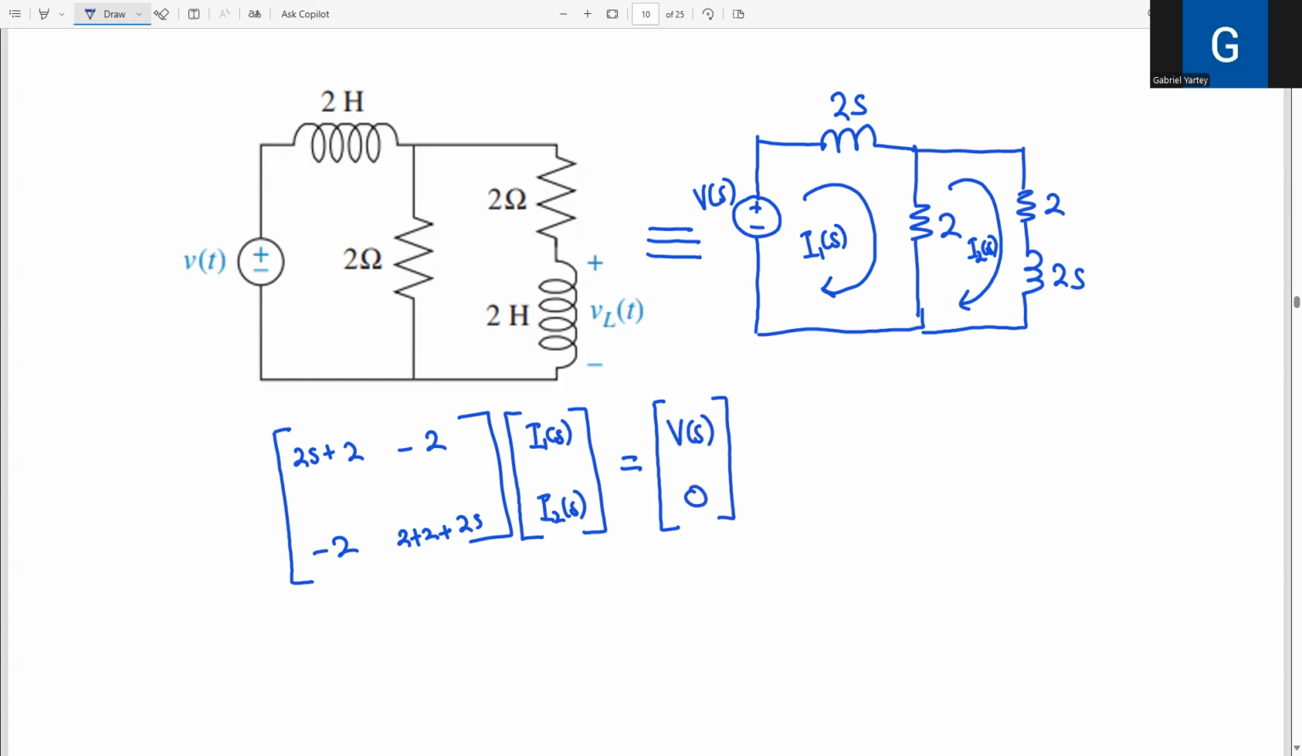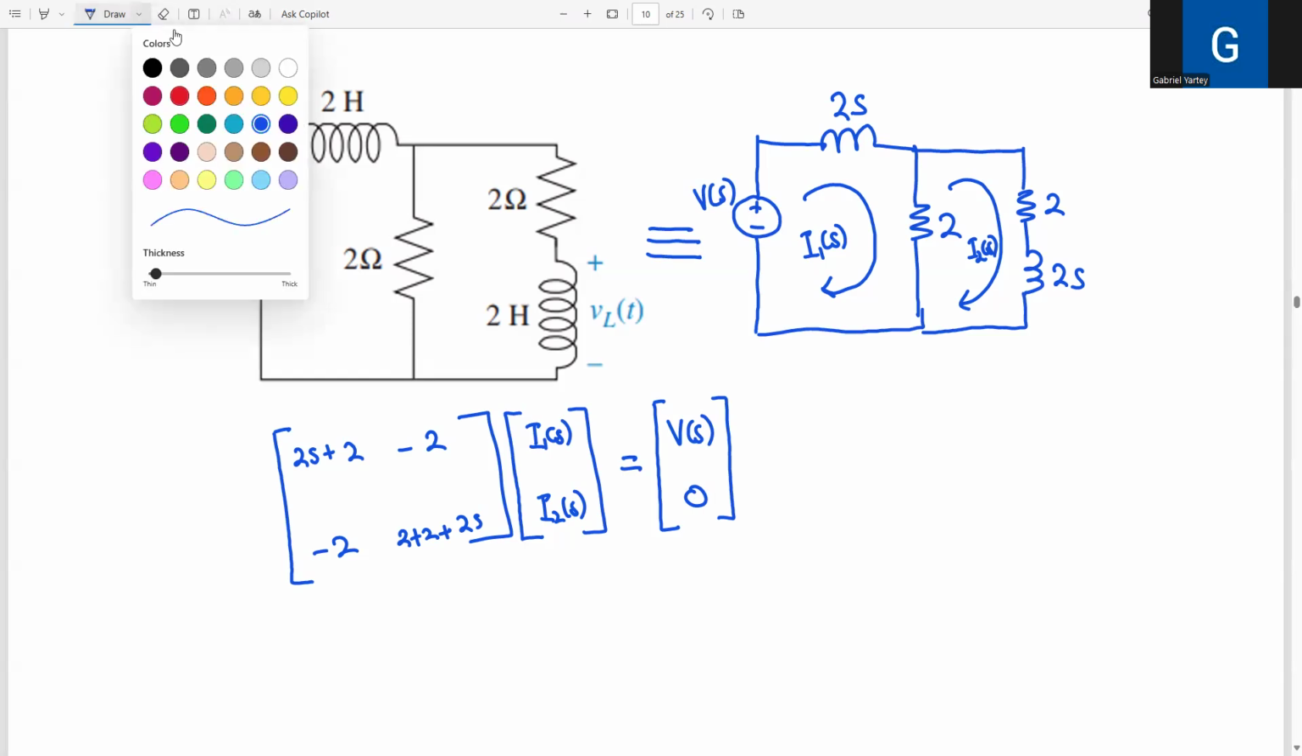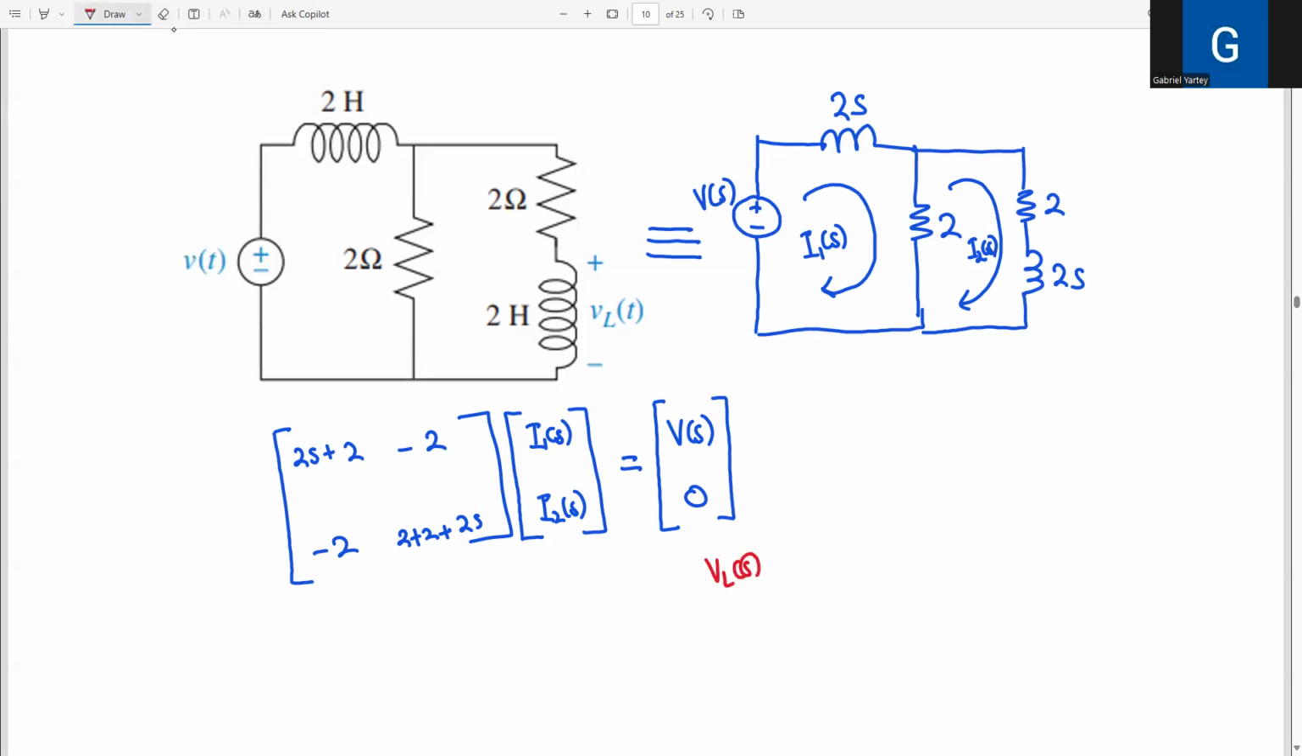Now don't go and write this particular place as VL of S. Most students actually do that. Instead of writing this, you see them writing this. It's not supposed to be that way, and I'll tell you why. Because this one is a passive component. We are just trying to take the voltage across it. But this is an active component, so we do take it.